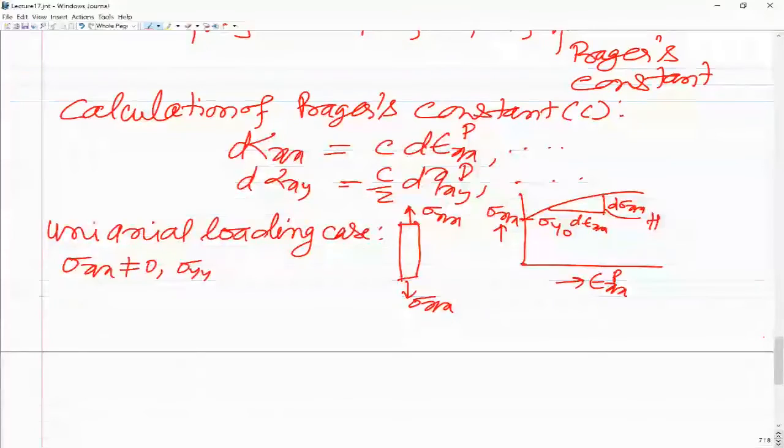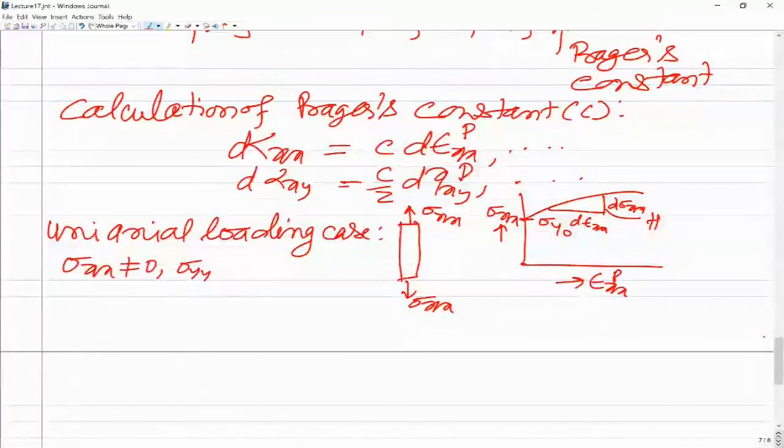In the graph, sir, the right side graph which you... No, I have written this is d of epsilon xx p, right? That's right, correct. Thank you for this correction.